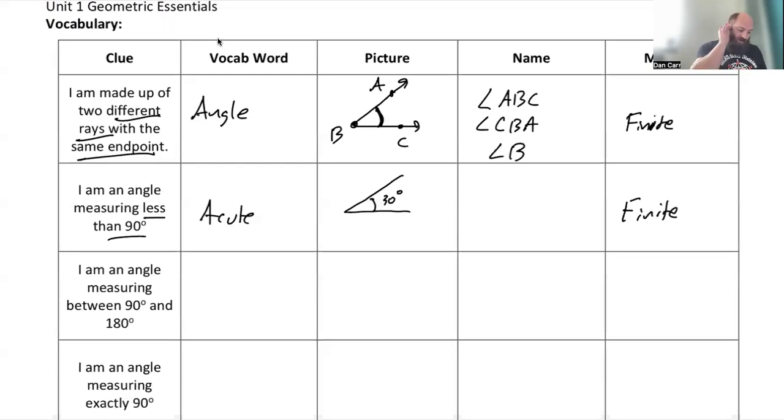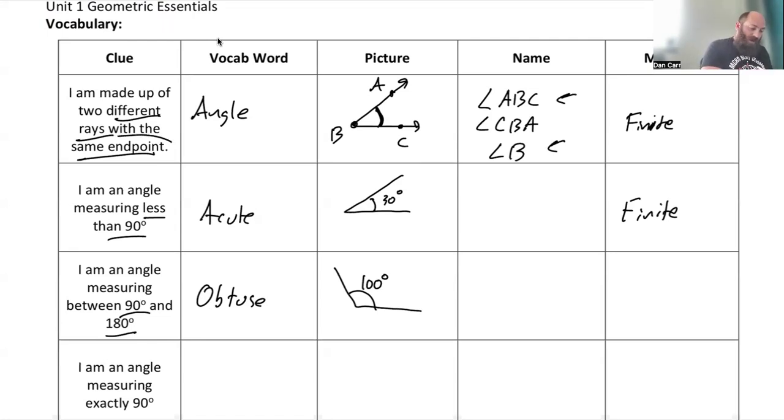Okay, so then I move on to an angle measuring between 90 and 180. Okay, that is what's called an obtuse angle. And it looks something like this. So between 90 and 180 could just be 100 degrees then. Okay, again, names for that, it's going to either be 3 letters or 1 letter at the vertex like that. I should have probably brought that up. So the same endpoint of an angle has a special name. That name is called a vertex. So point B here is the vertex. So lots of times we can use a vertex for naming our angles. Our measure here is also going to be finite.